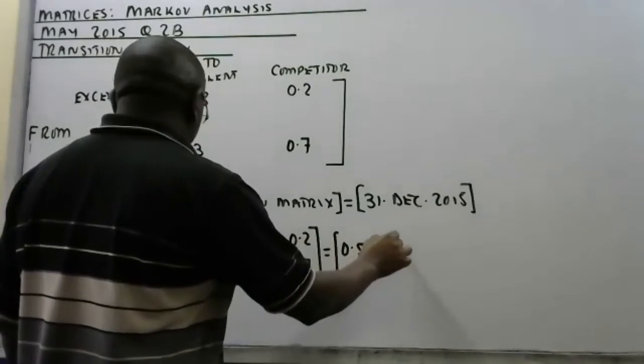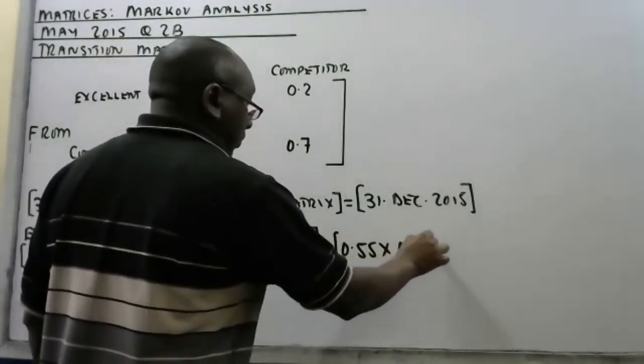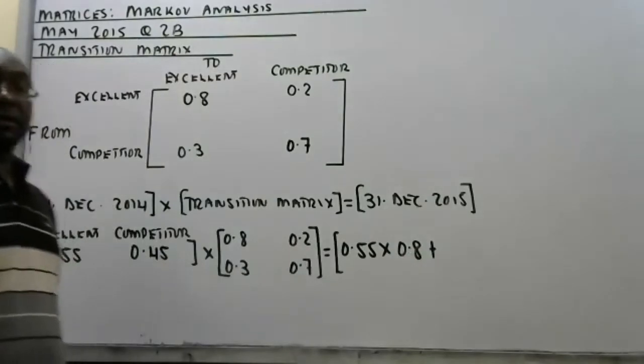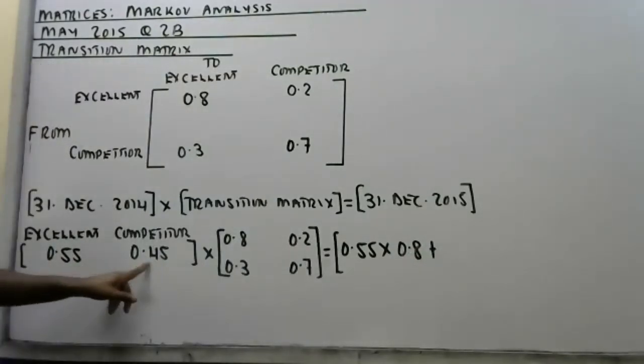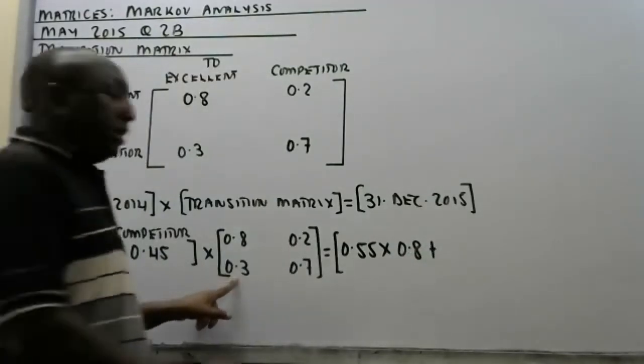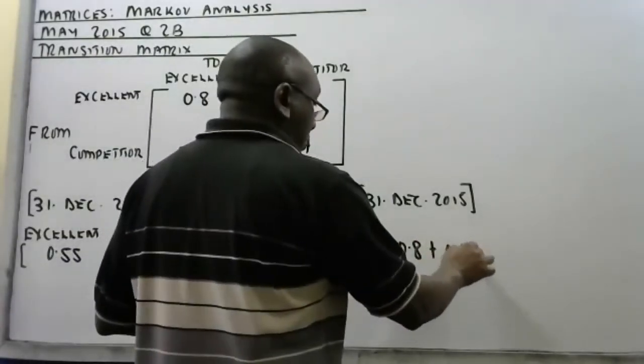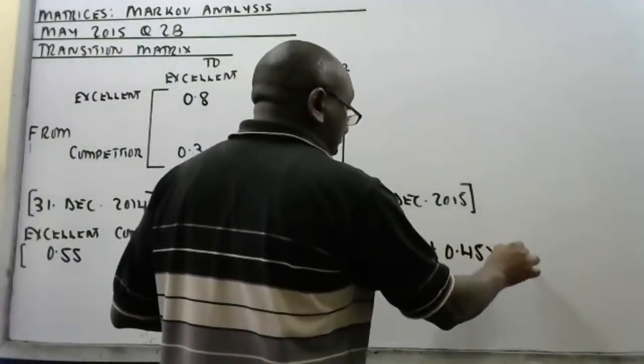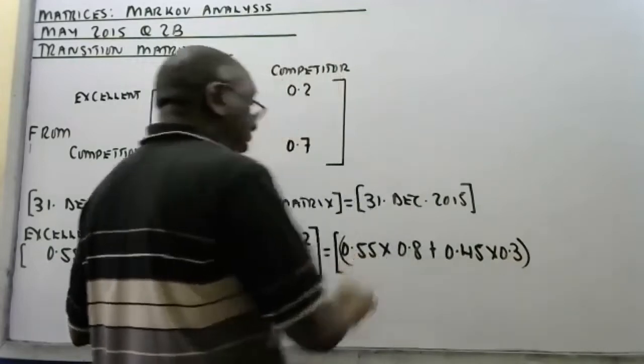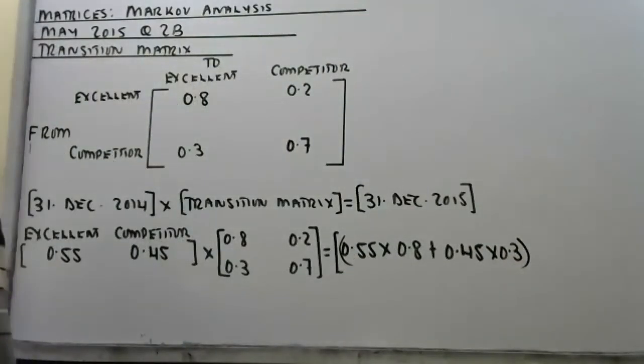0.55 times 0.8 plus 0.45 times 0.3. That would be the first one. Then the second value, you repeat the same.